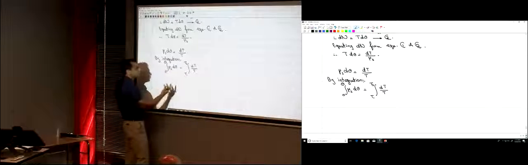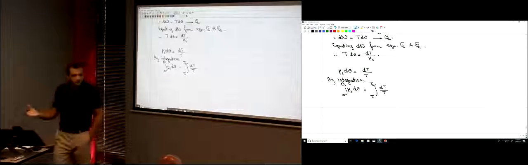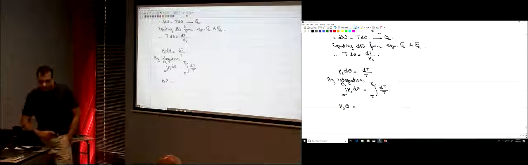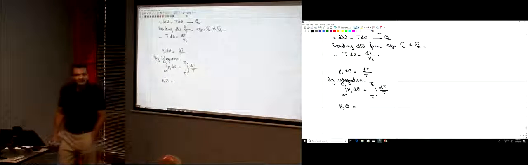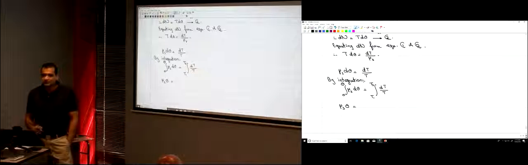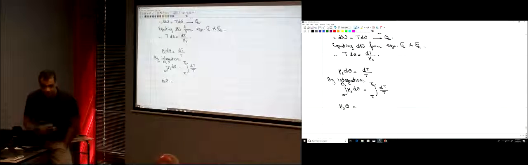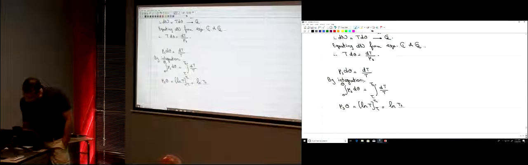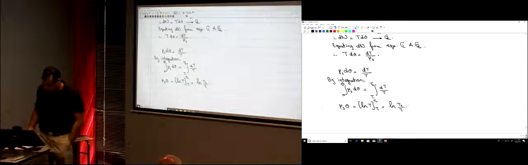Integrating d theta. What's the integration of d theta? Theta. Okay? So we have mu s theta. What's the integration of 1 over T dT? Not 1, 1 over T. What's the integration of 1 over T? It's a log. Yes. So we have ln T, from T1 to T2. So it's ln T2 divided by T1, right?